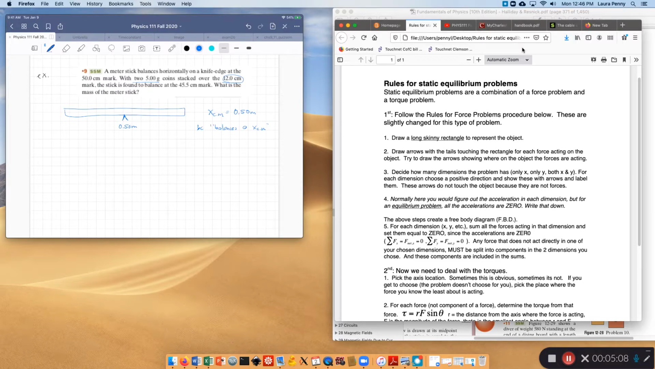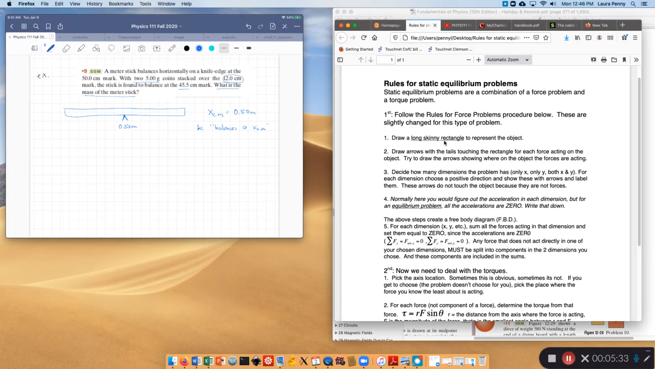And then they find that they can balance the stick now at 45.5 centimeters. All right, and they want to know, what is the mass of the meter stick? So here we go. Let's look at our rules. It says, first we're going to follow the rules for force problems below. These are slightly changed for this type of problem.